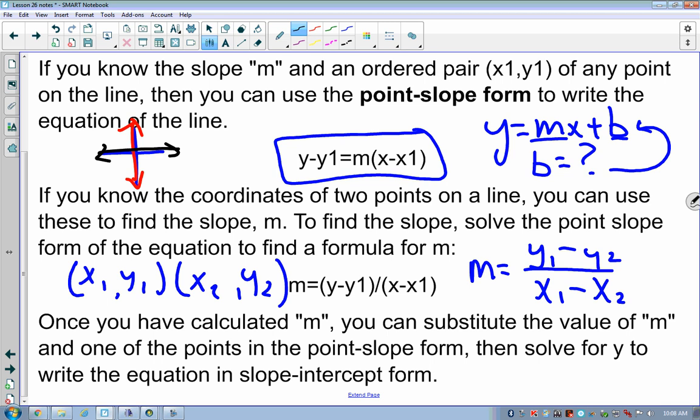Okay. So once you have calculated m, you can substitute the value of m and one of the points into the point-slope form. Then solve for y to write the equation in slope-intercept form.